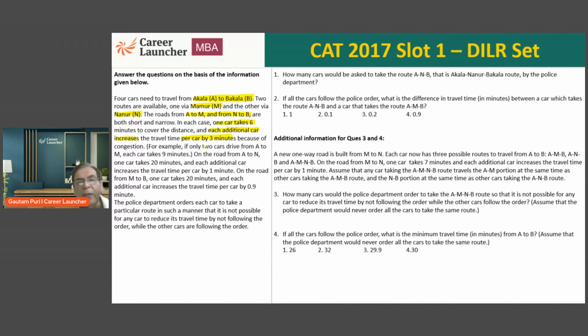For example, if only 2 cars drive from A to M, each car will take 9 minutes. That means 6 minutes normal, and because of congestion, an extra 3 minutes for each of the cars. So each car becomes 9 minutes.